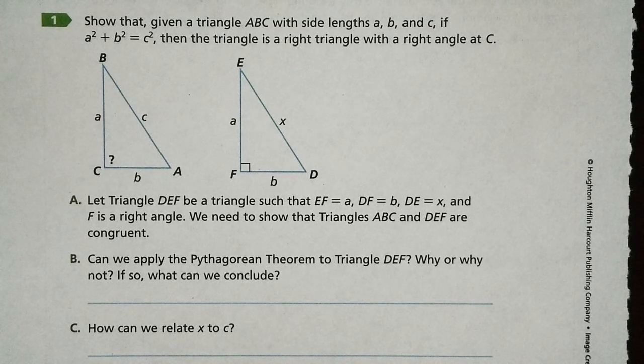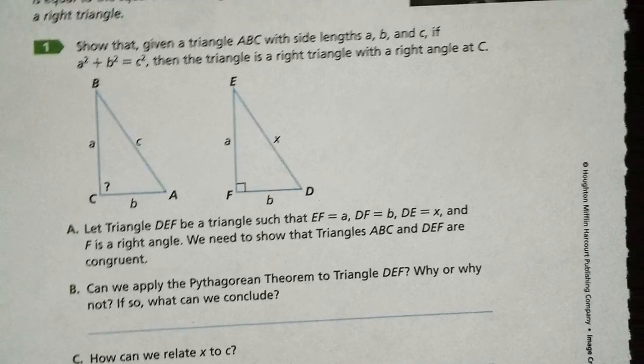We need to show that triangles ABC and DEF are congruent. Remember, this means that they are the same. So they have the same side lengths and they have the same angle measurements. So can we apply the Pythagorean theorem to triangle DEF? Why or why not? If so, what can we conclude?